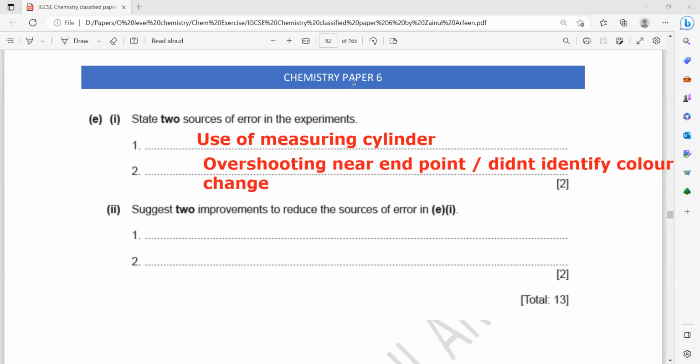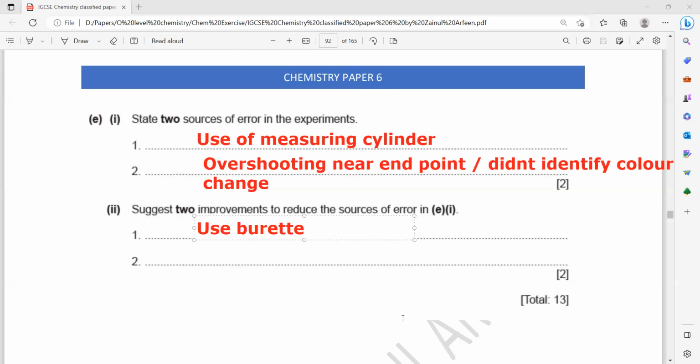So how to overcome this overshooting? Just mention add slowly, or add drop by drop near the endpoint. That's how we overcome this. So two improvements: use a burette. Why can't I mention pipette here? Because the volume was 20 cm³.